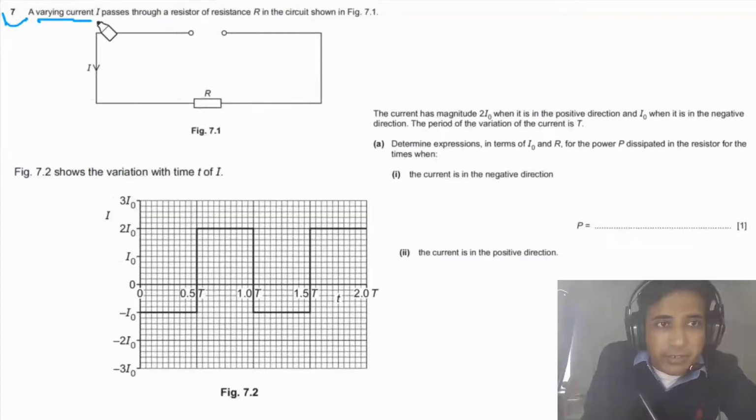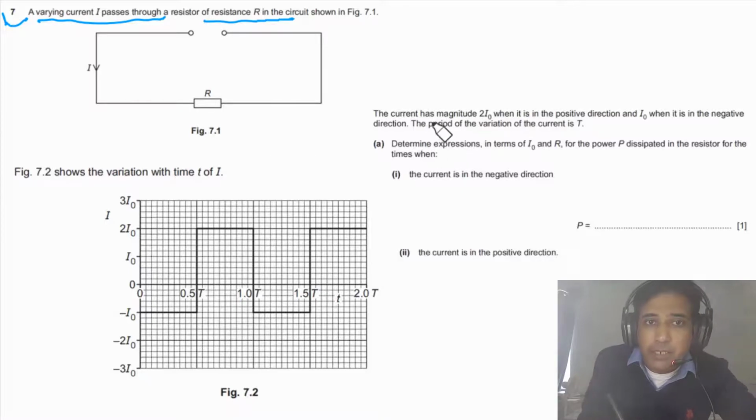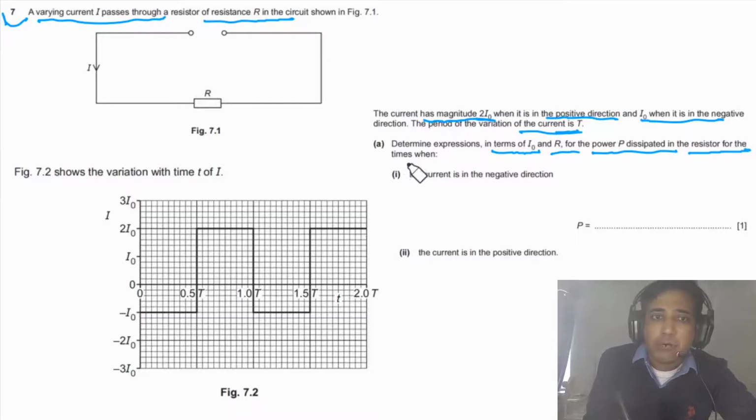Question 7 says, a varying current I passes through a resistor of resistance capital R in the circuit as shown in figure 7.1. The current has magnitude 2I0 when it is in the positive direction and I0 when it is in the negative direction. The period of variation of current is capital T. Determine expression in terms of I0 and R for the power P dissipated in the resistor for the times when the current is in the negative direction and when current is in the positive direction.